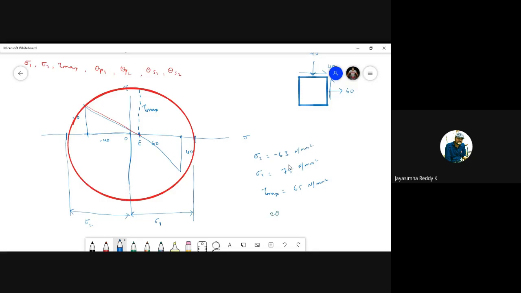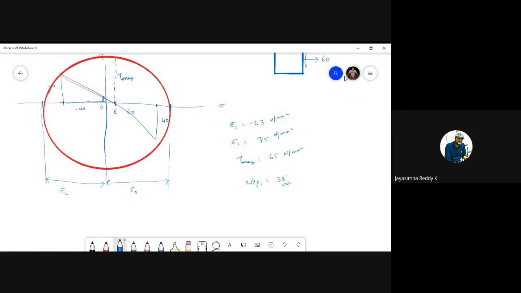And theta P1, this angle, should be around 38 degrees. Plus or minus 2 is not a matter; 38, 36 or 40 is okay, because we make some human errors. After this, you have to find out theta P1. Similarly, theta P2 is equal to theta P1 plus 90. Similarly, theta S1 is equal to theta P1 plus 45. All these equations you have to mark. Is it okay, guys?